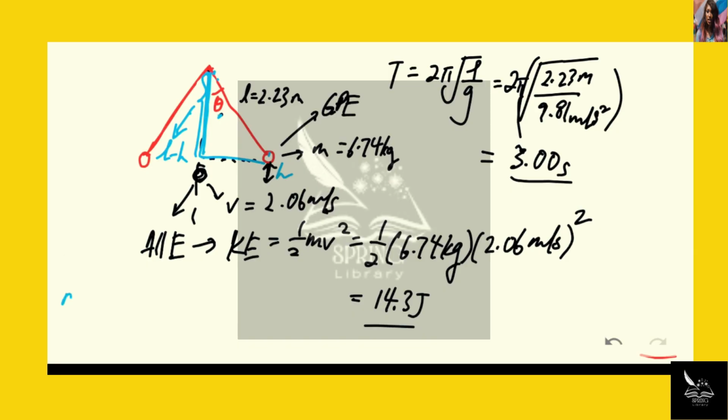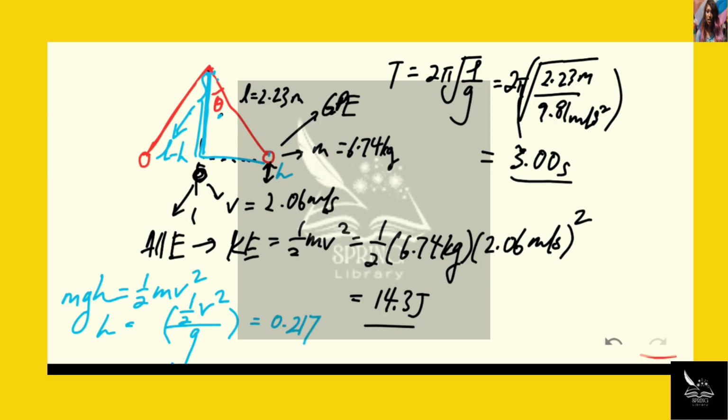To find the height, equate mgh to the maximum kinetic energy, which is half mv squared. h will just be half v squared divided by g, which is 0.217 meters. So the length over here is just 2.23 minus 0.217.